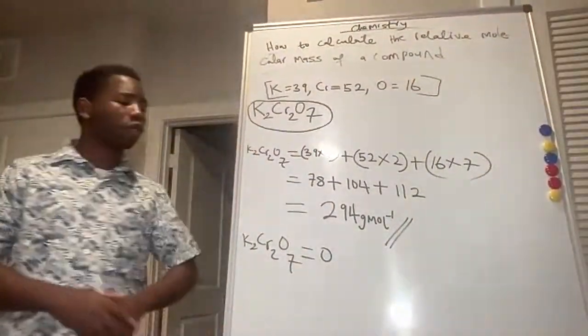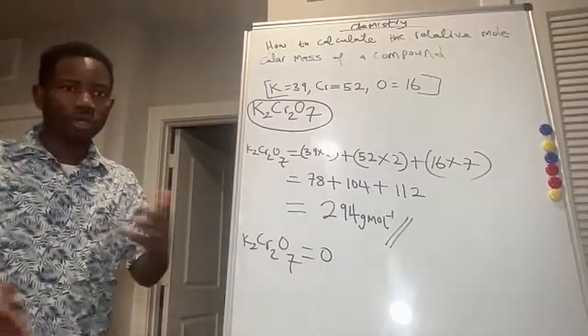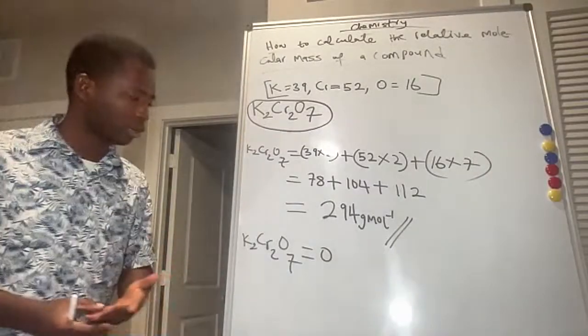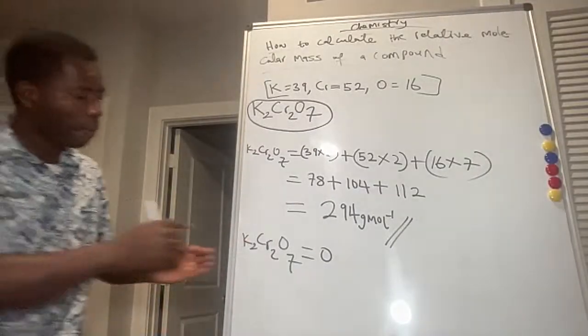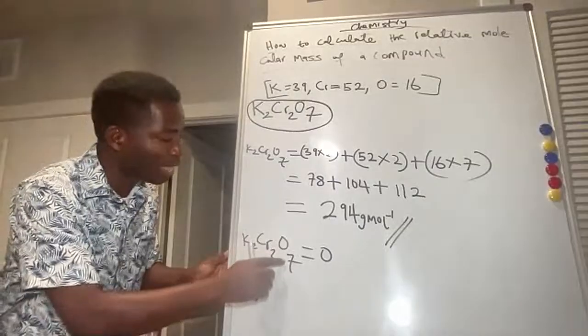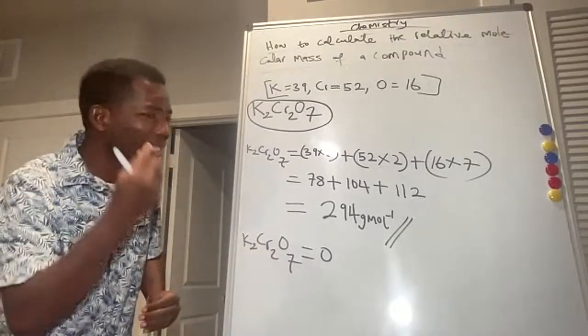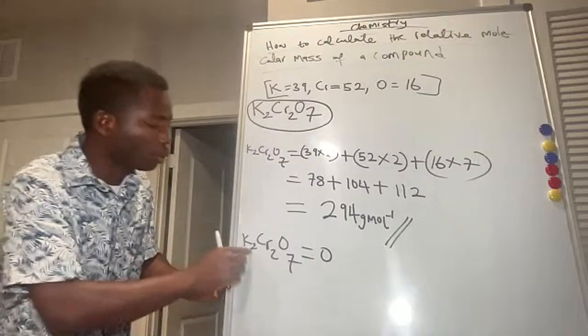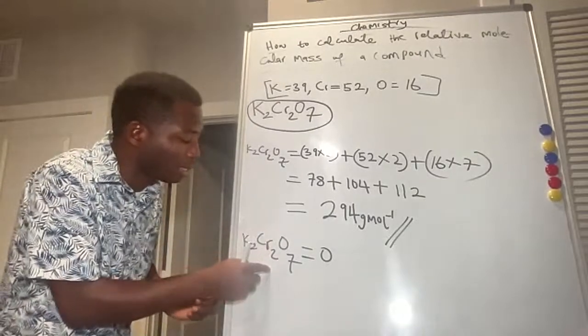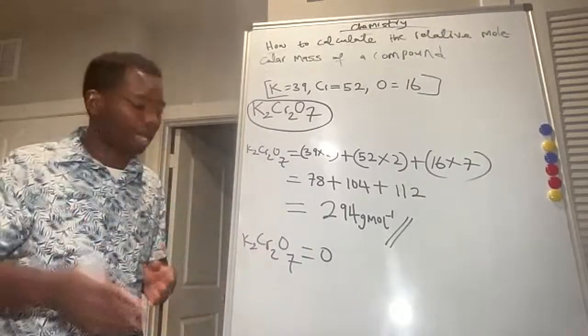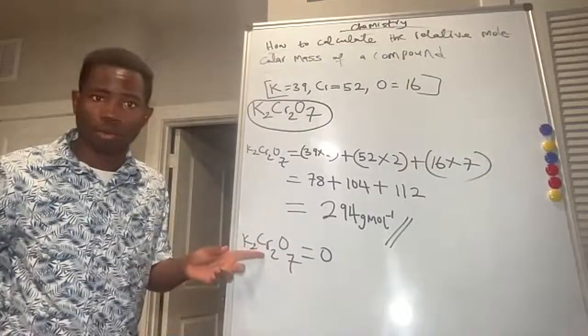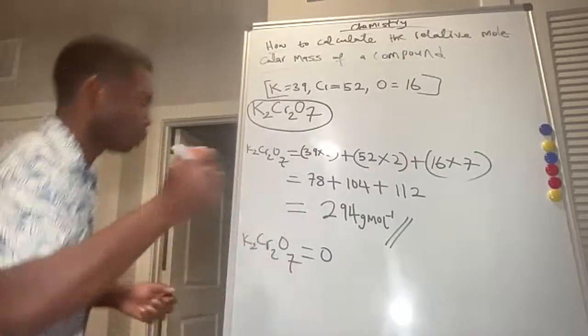Now, during the course of nomenclature, class, let's look at this together. You see potassium heptaoxodichromate. The word that precedes the number is chromate. So we are going to make chromate the subject of the formula. So let's proceed.